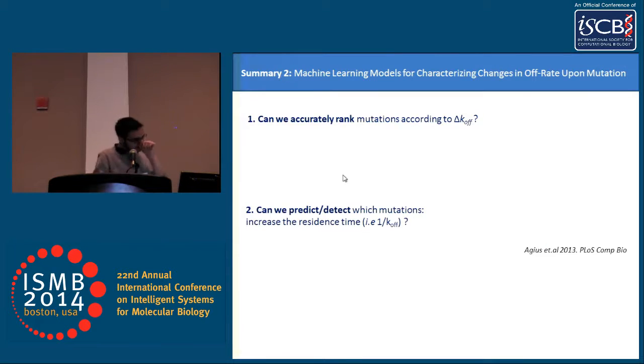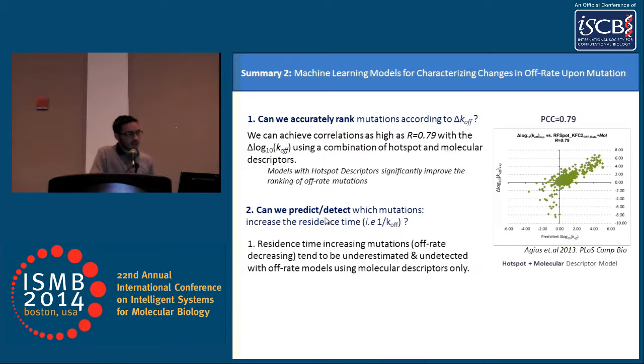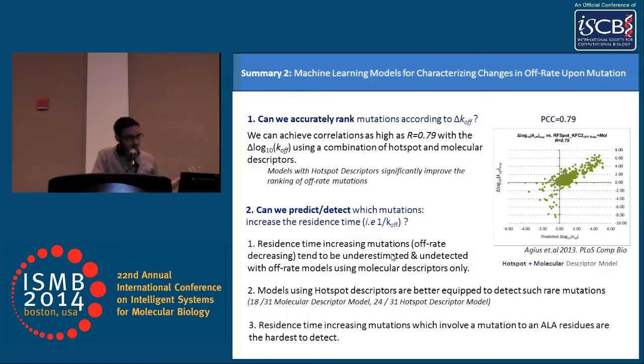So in the second part of the talk, we've seen how we can accurately rank mutations according to delta K off using a number of hotspot and molecular descriptor models. The highest we achieve is a 0.79 correlation coefficient. We've seen that residence time increasing mutations tend to be undetected or underestimated using molecular descriptors, but this is alleviated when using hotspot descriptors. And as I told you earlier, residence time increasing mutations which involve mutations to alanine residues are the hardest to detect.